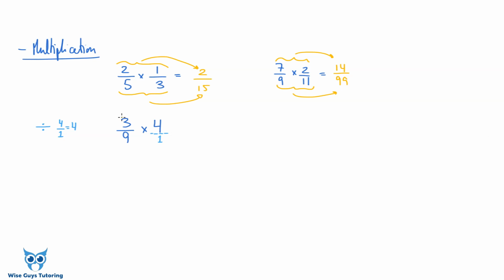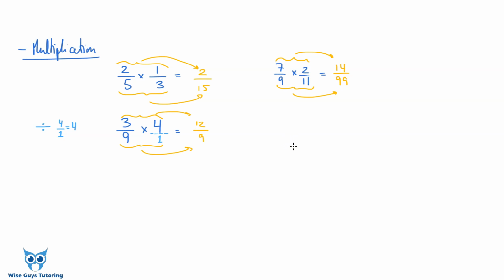Now that we have two numerators and two denominators, we're going to do the exact same thing. You multiply the top by the top, gives you 12, and you do the bottom by the bottom, and it gives you 9. So the answer here will be 12/9.